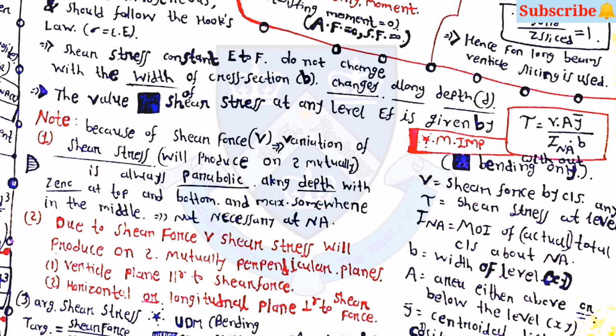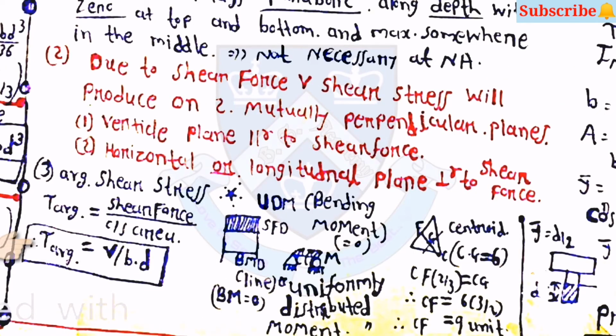Then due to shear force V, shear stress will be produced on two mutually perpendicular planes. The first one is the vertical plane parallel to the shear force. The second one is the horizontal or longitudinal plane which is perpendicular to the shear force. Then the third note is tau average is equal to V by B into D.